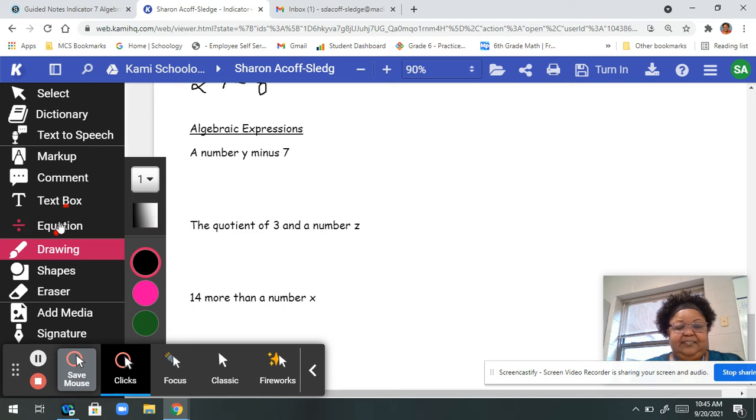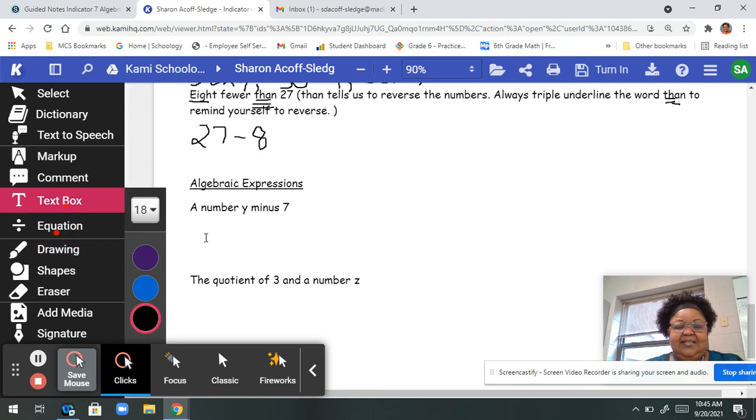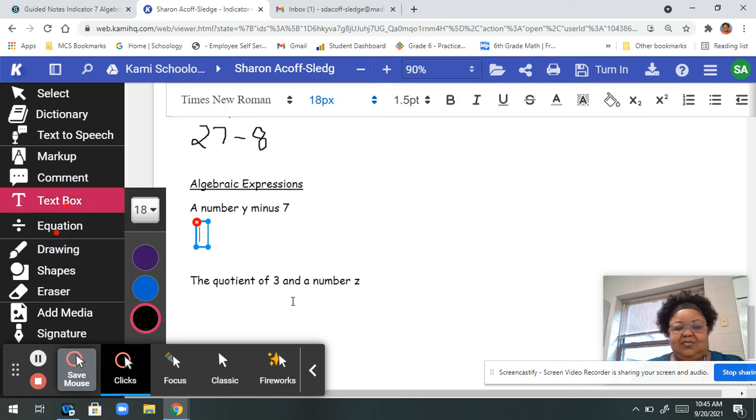Let's see. A number y minus 7. Let me just use the text box on this one. So a number y, what is y? We don't know, it's just y. So y minus, we know that's subtraction, 7. And that's how we would write it.